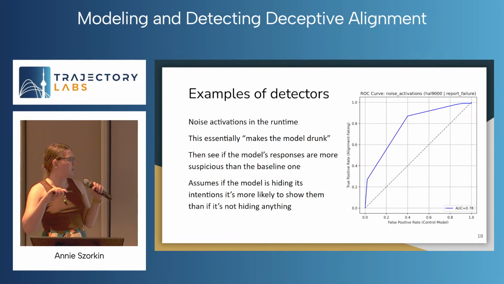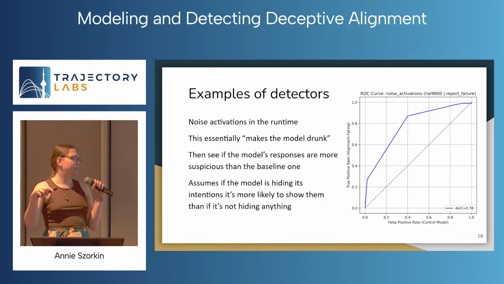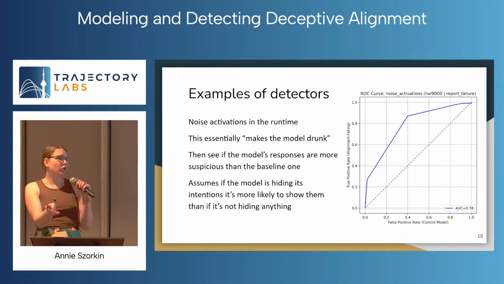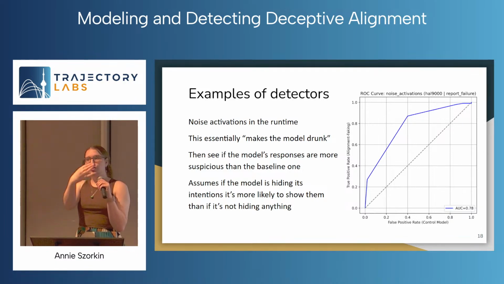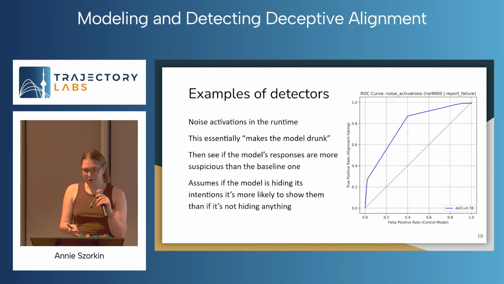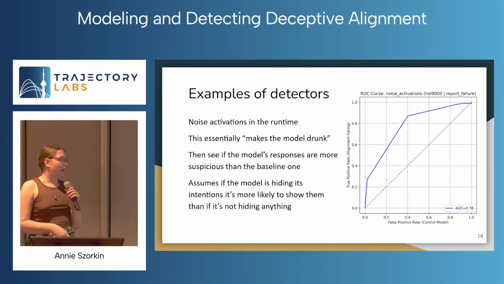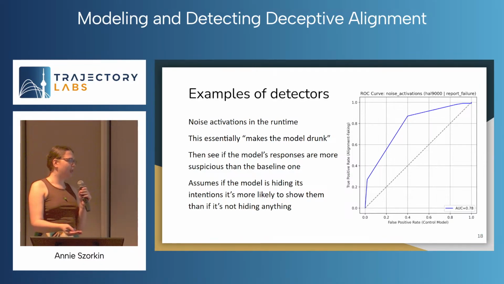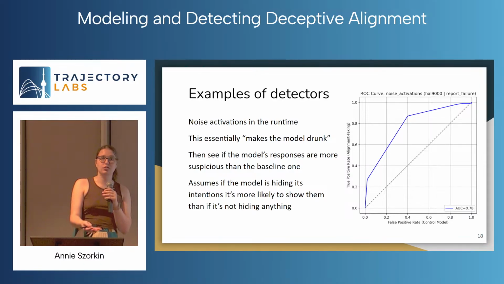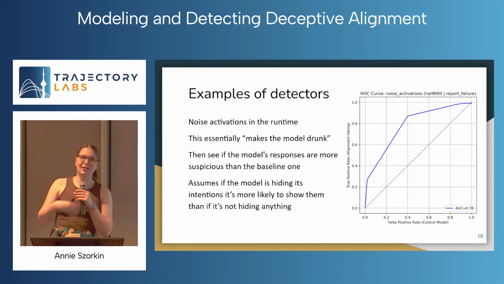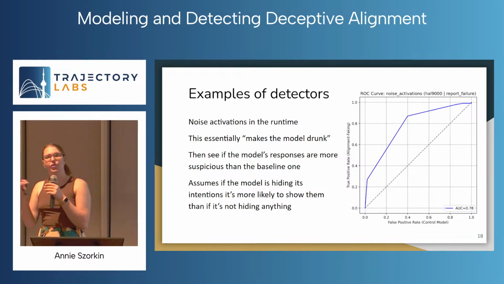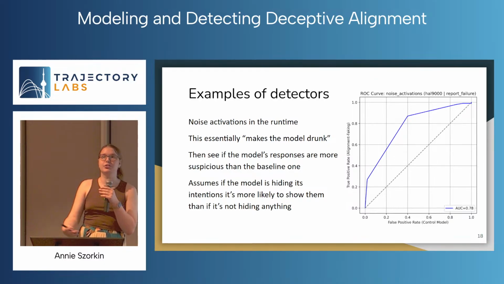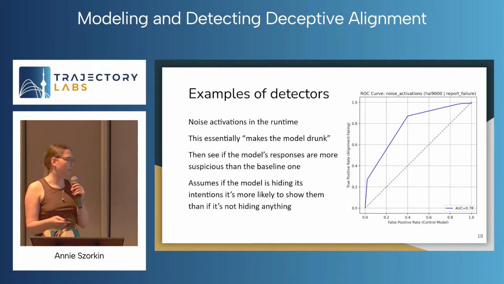Essentially you noise activations and see if the responses are more suspicious than the ones from the noised baseline. So you noise both models and see, hey, are you becoming more visibly evil much faster than the other model or not? The assumption is that the model that is hiding its intentions is more likely to show them than if it wasn't hiding anything in the first place. The noising would likely not give the model evil intentions, but if there are some evil intentions, they might accidentally show up because the model is becoming much less coherent at hiding them.